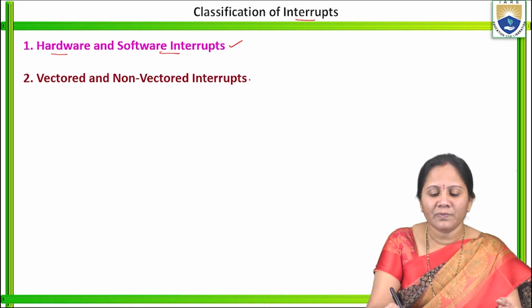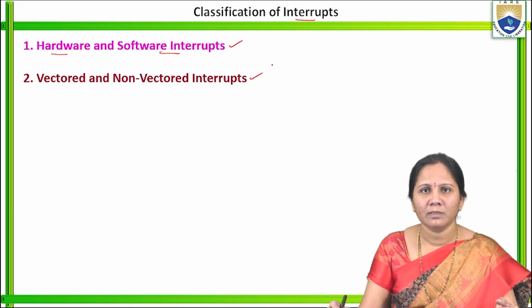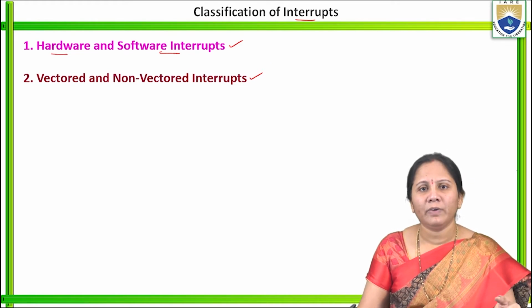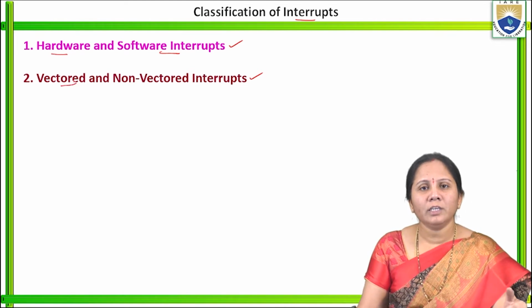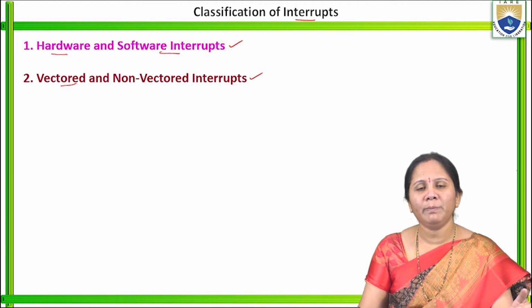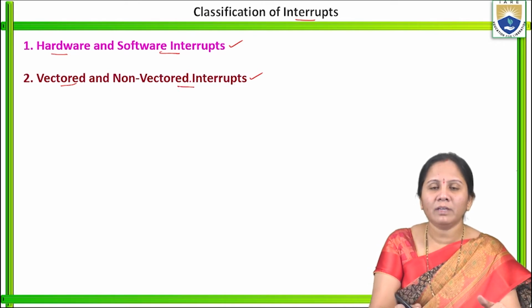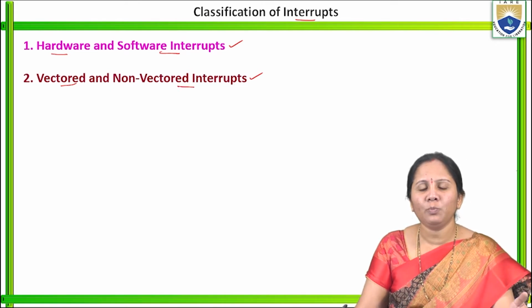And the second classification of interrupts is vectored and non-vectored interrupts. So here vectored interrupts means it is not necessary to provide any ISR address. The control will directly branch to the ISR address and then it is going to execute. But whereas in the non-vectored interrupts, it is necessary to provide the ISR address, then only that particular ISR will be executed in the interrupt vector table.